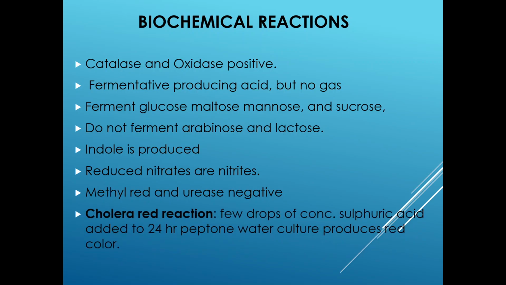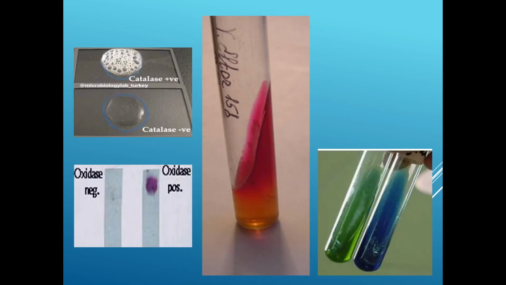The cholera red reaction is used for identification of Vibrio cholerae. Principle: a few drops of concentrated sulfuric acid added to a 24-hour peptone water culture produce a red color. On this slide you can see the catalase test: catalase positive, you see bubbles of gas; catalase negative. Vibrio cholerae is catalase positive and oxidase positive, you can see the color change of the indicator paper.